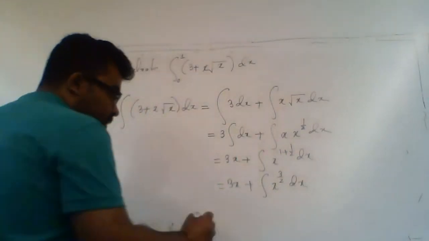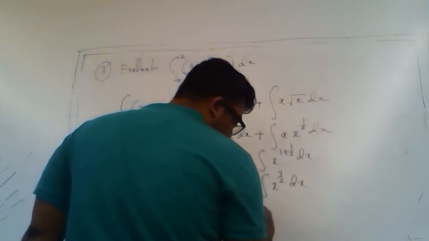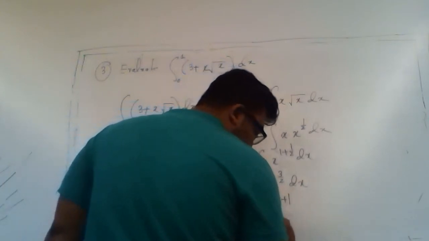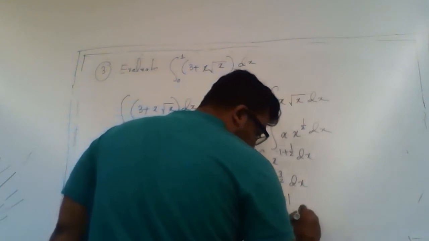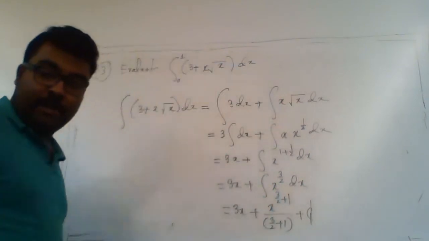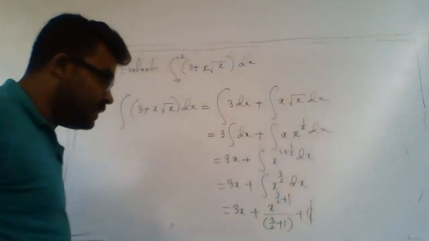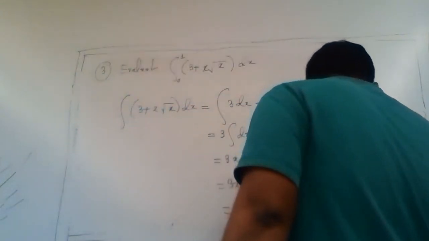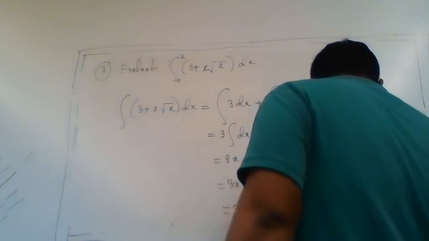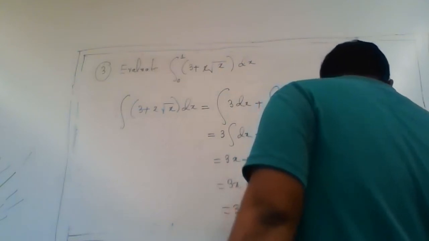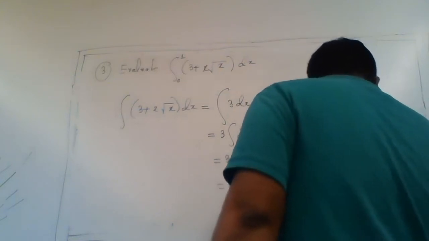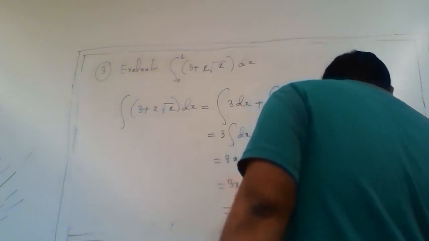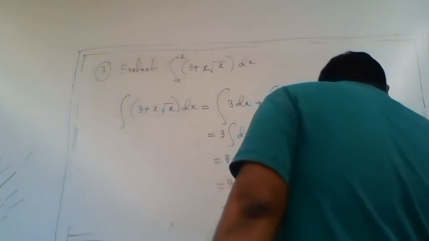As a formula, x to the power 3 over 2 plus 1 by 3 over 2 plus 1, plus c. Don't forget to put c. So you get the answer as 3x plus x to the power 5 over 2 by 5 over 2 plus c. Ultimately you get 3x plus 2 over 5 x to the power 5 over 2 plus c.